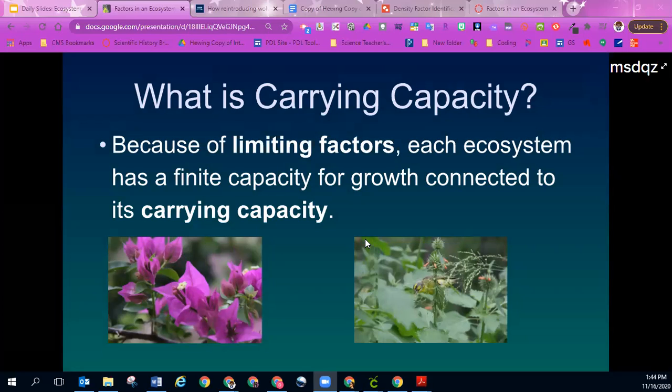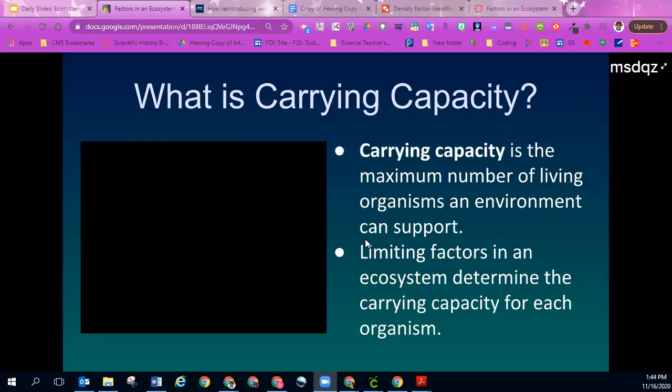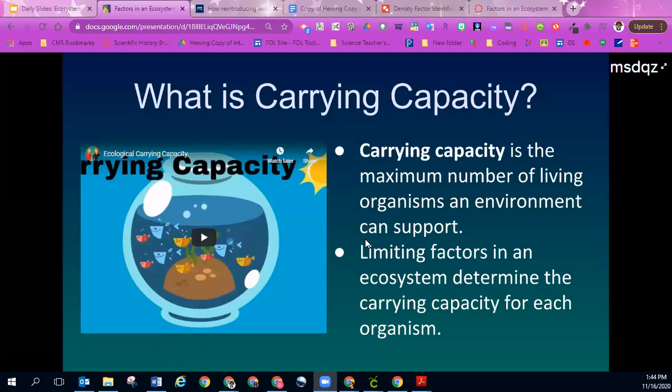Because of the limiting factors that are in nature, each ecosystem has a very specific capacity for growth that is connected to something called the carrying capacity. It's the maximum number of living organisms that a specific environment can support. So the limiting factors in an ecosystem are going to determine the carrying capacity of each organism.